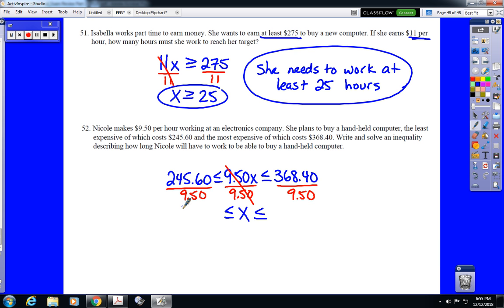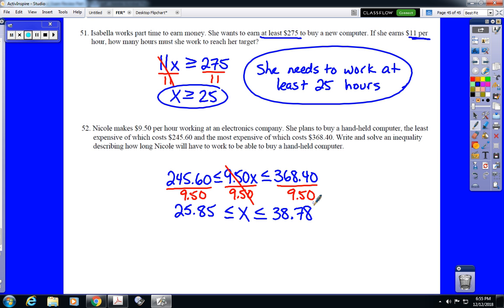Well, let's round it off to the nearest hundredth, but it's not in dollars. I shouldn't say dollars and cents because that is not correct. So that's approximately 25.85. And then 368.4 divided by 9.5 is 38.78 approximately.